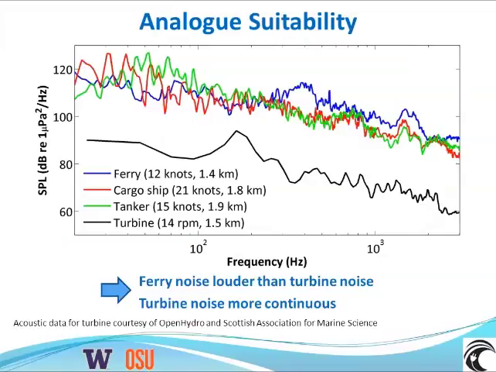So the first question which has been asked is, is a ferry like a turbine? Which you could argue is very similar to the canonical question, is a raven like a writing desk? And the indications are that this is a reasonably suitable analog. So what I'm showing here are acoustic spectra of a turbine operating at 14 RPM. That corresponds to about the 75th operating percentile, matched up against a ferry, a cargo ship, and a tanker at roughly equivalent distances. And you can see here that the noise from the turbine, in terms of intensity, is relatively lower than the shipping noise.